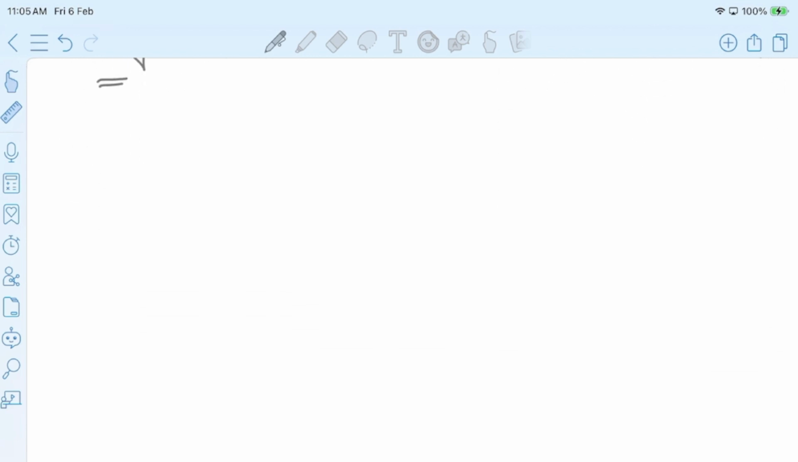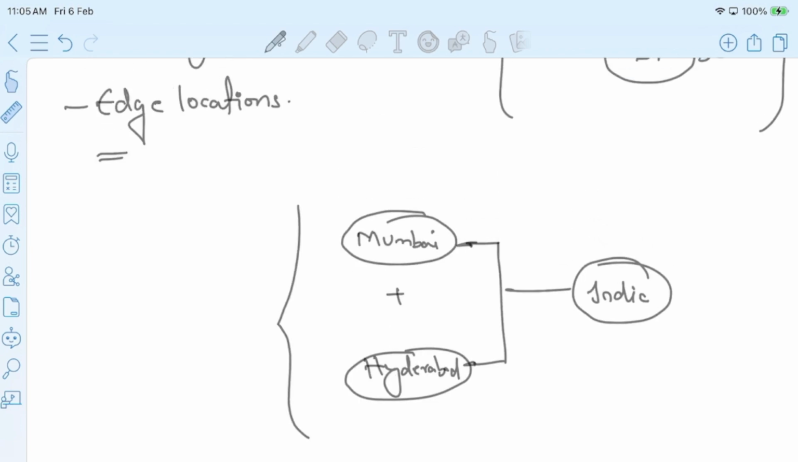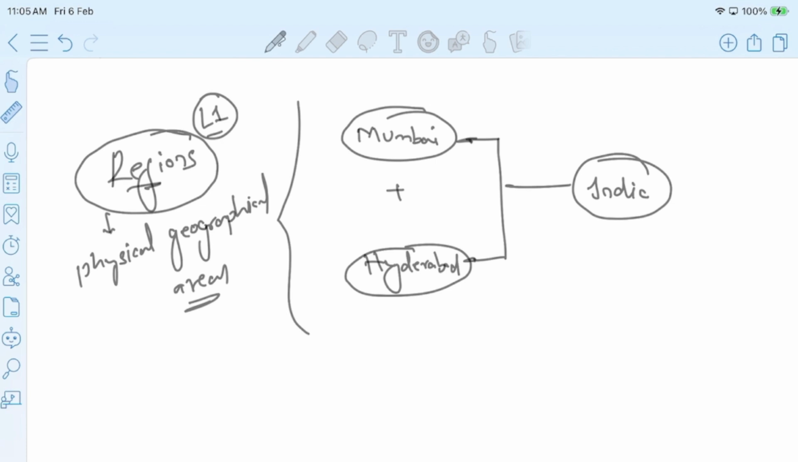As I told you, AWS has resources across the globe. For example, in India, AWS has selected two regions. One is Mumbai and one is Hyderabad. What do you mean by Mumbai and Hyderabad? They are the two regions. Regions are the first layer of this global infrastructure. A region is a physically available geographical location or geographical area.